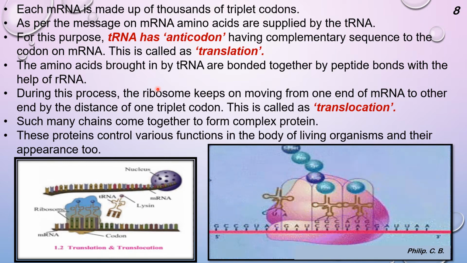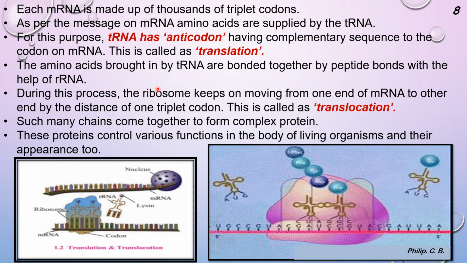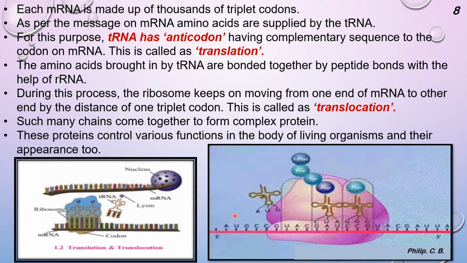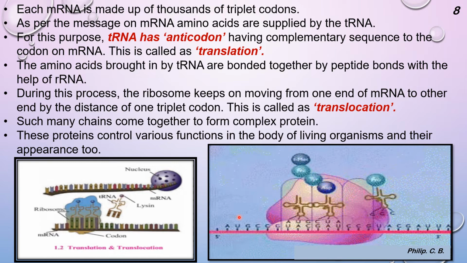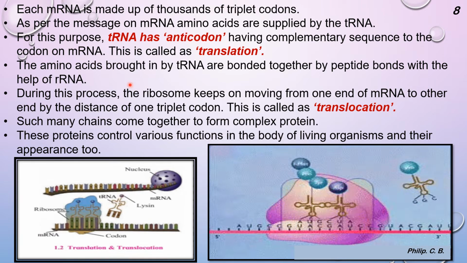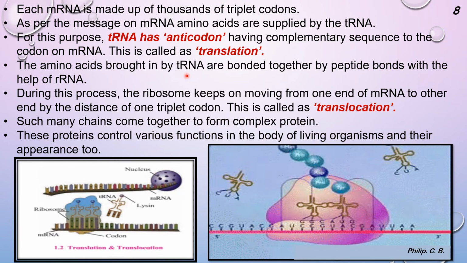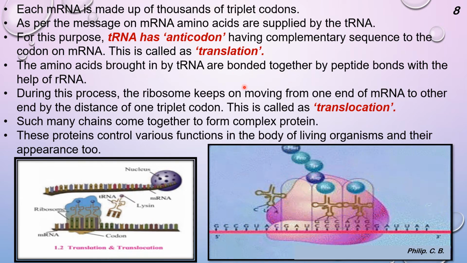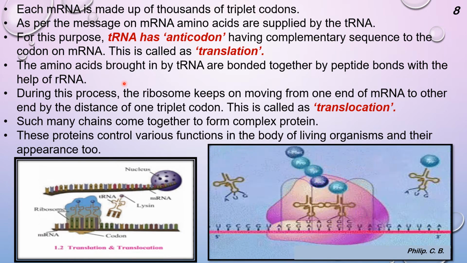Now what is rRNA? Ribosomal RNA. Students, you might have learned there are three types of RNA: tRNA, rRNA and mRNA. mRNA, the messenger RNA which you see here, is formed from the DNA. The tRNA and rRNA are also present, which help in different ways. Like tRNA, the transfer RNA, the amino acids are bonded together by the peptide bonds, and this is done with the help of rRNA, that is ribosomal RNA.